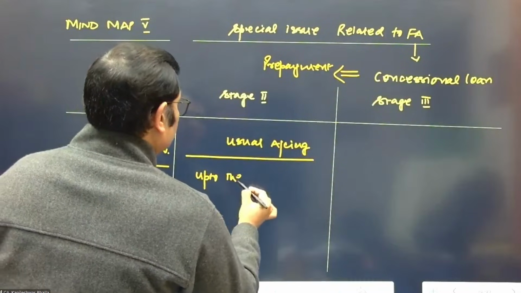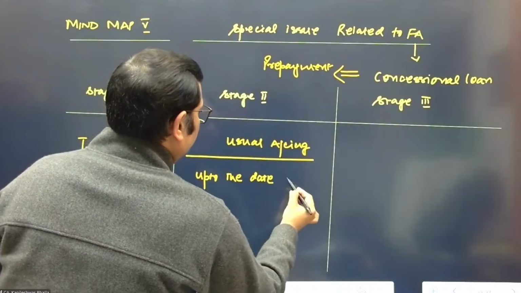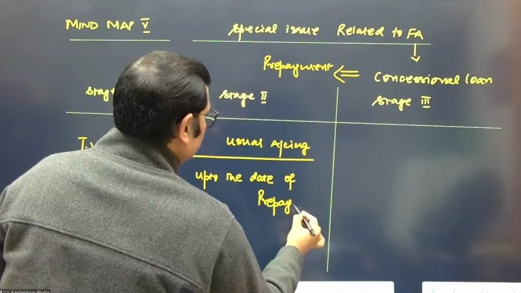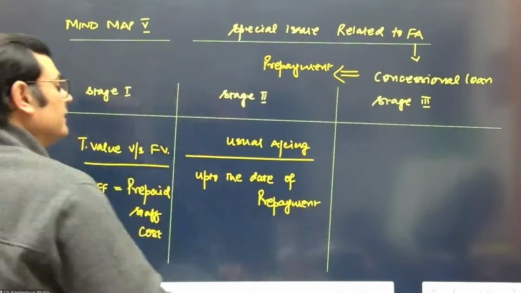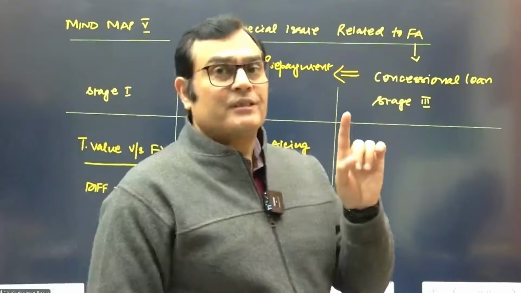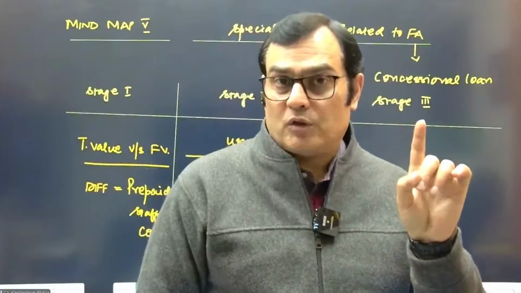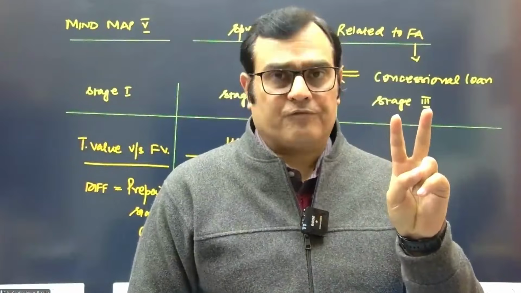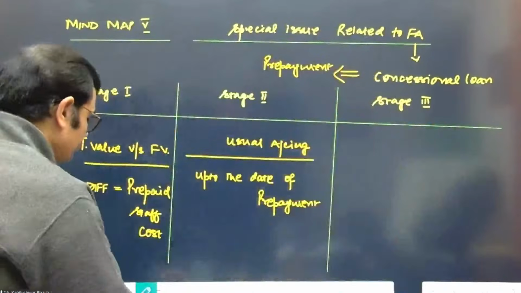You do the usual accounting up to the date of prepayment. So when I say that you're going to do a usual accounting, let's pinpoint this. The usual accounting would mean that you measure the financial asset at amortized cost and you do the straight line amortization of the prepaid staff costs.